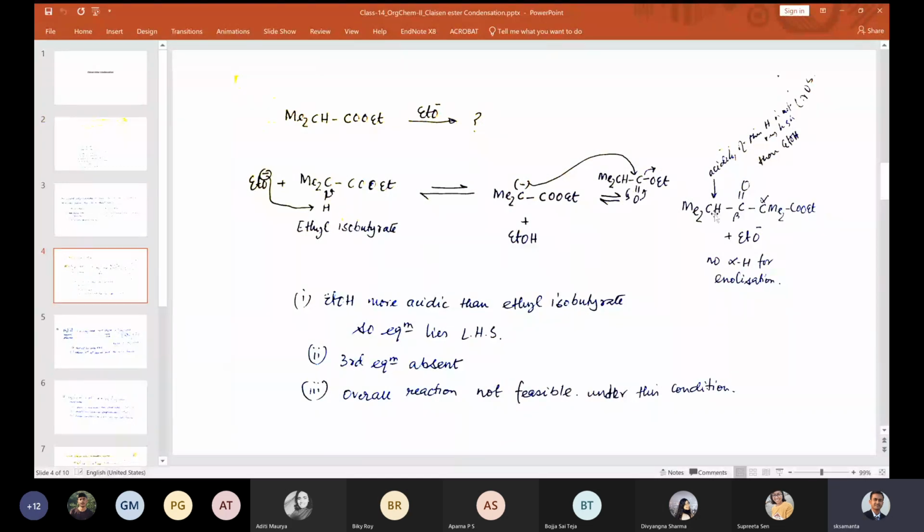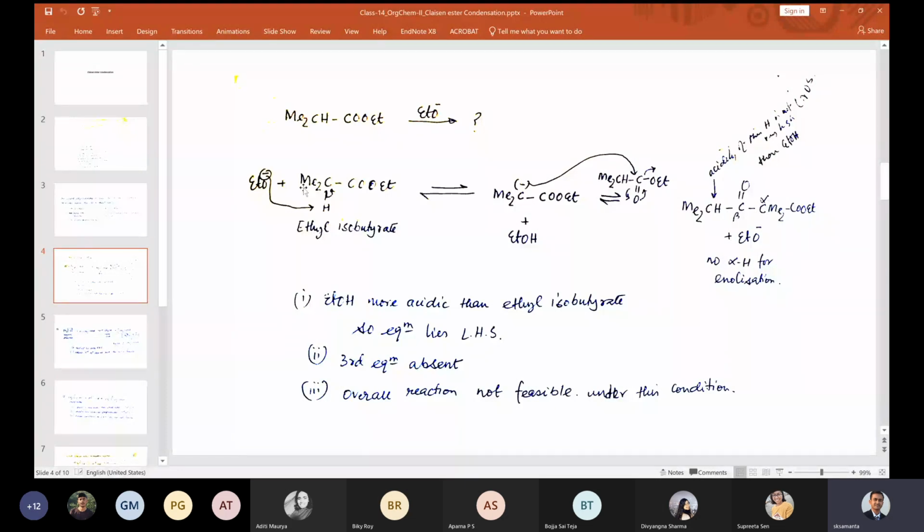You do have 1 proton here, but because there are 2 methyl groups, this proton's acidity becomes very low. Here it is a bit more because you have an ester group which is a bit more electron withdrawing, but here you have just a ketone that is also connected with one CMe2 group on this side. So its electron withdrawing ability would be much less. So this proton would be very poorly acidic and there is no alpha hydrogen here. So the third equilibrium is absent.